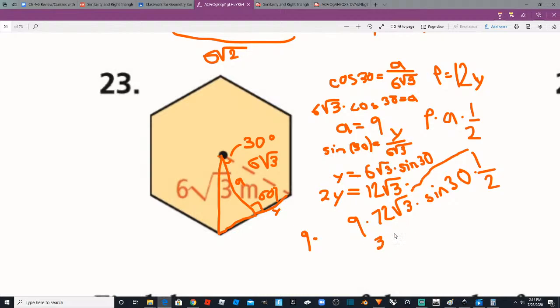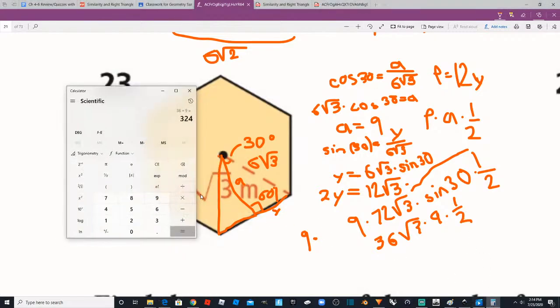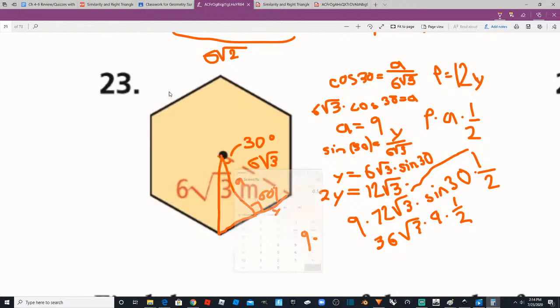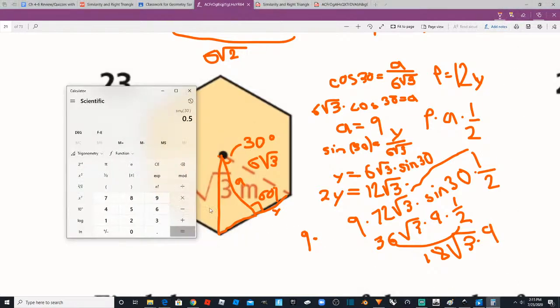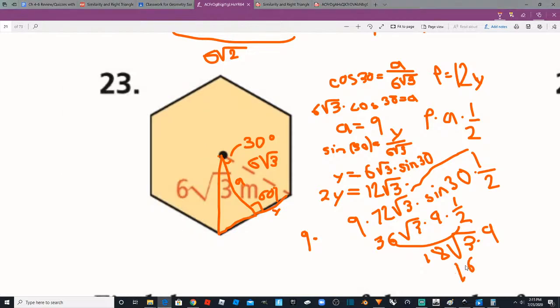So you have 36 root 3 times 9 times sine of 30, which is 1/2. Yeah, it's 1/2. So then we can multiply that again and we get 18 root 3 times 9. And we'll get 18 times 9, 162 root 3. Wow. Okay.